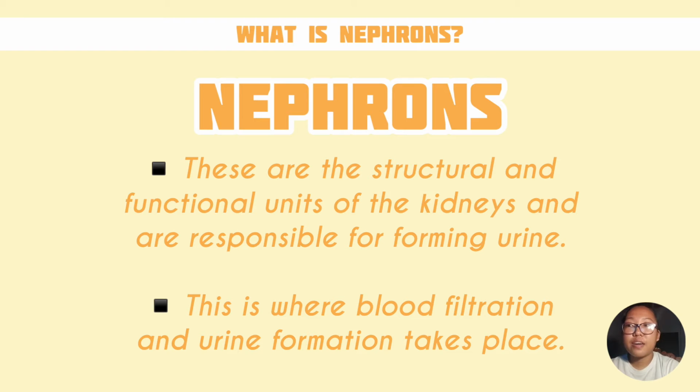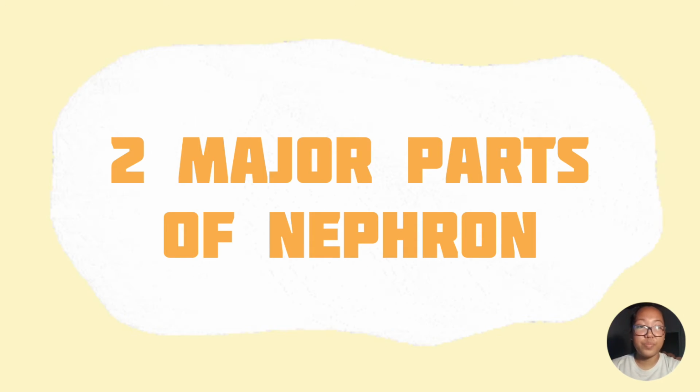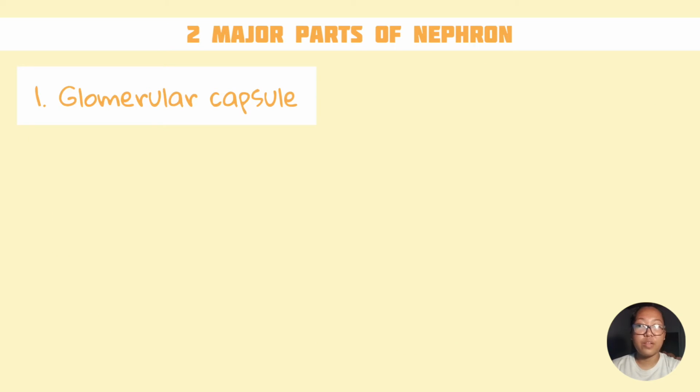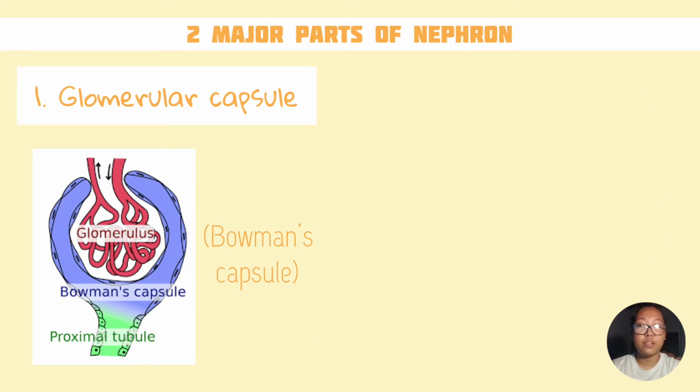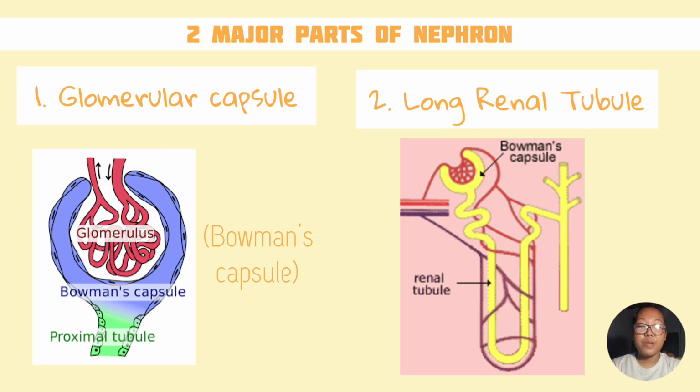Nephron. These are the structural and functional units of the kidneys and are responsible for forming urine. This is where blood filtration and urine formation take place. Each kidney contains over 1 million of these tiny filters. A nephron consists of 2 major parts, the glomerular capsule or Bowman's capsule and a long renal tubule. Renal tubules of several nephrons connect to a collecting duct.